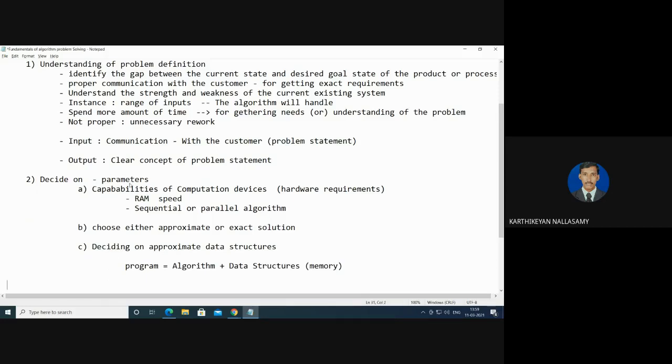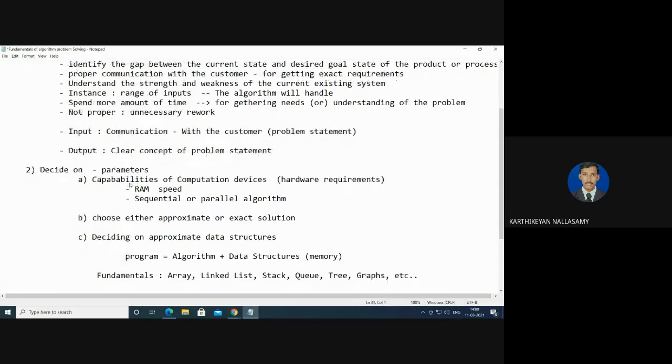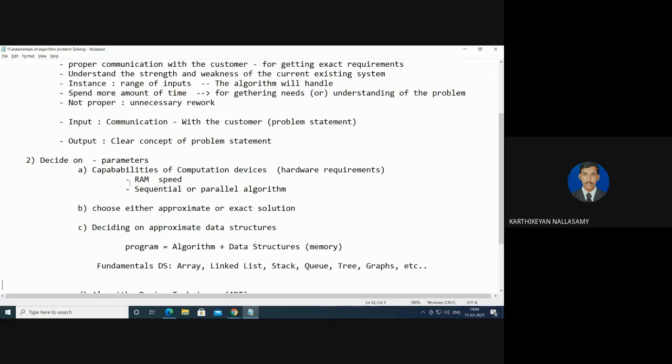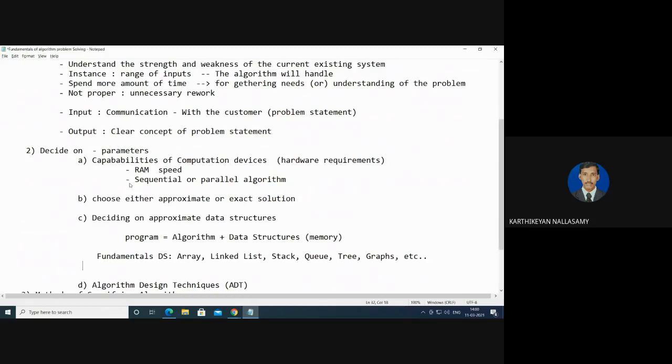So we must know what the fundamental data structures are. We are already aware of the fundamental data structures like array, linked list, stack, queue. According to the problem statement, we are going to identify others like tree, graphs, etc. These fundamental data structures are available or supported, so that with their help we can identify the proper data structure needed for implementation. We are going to apply it.